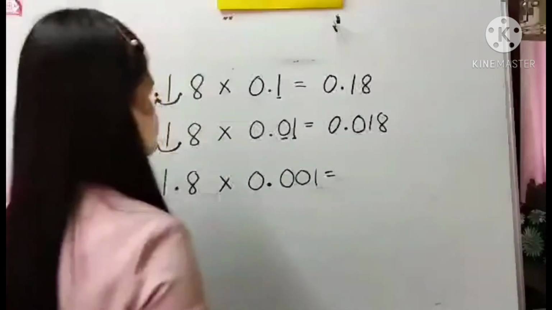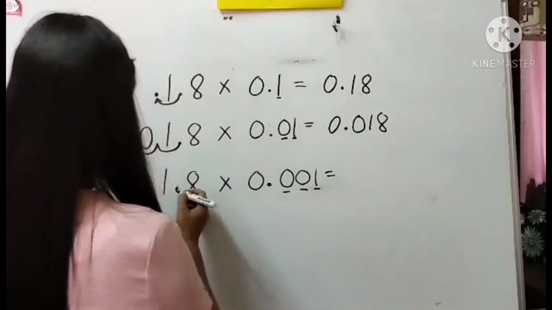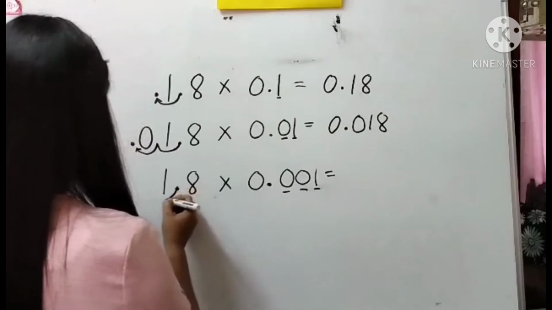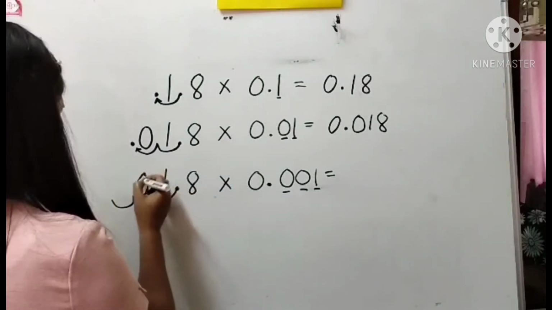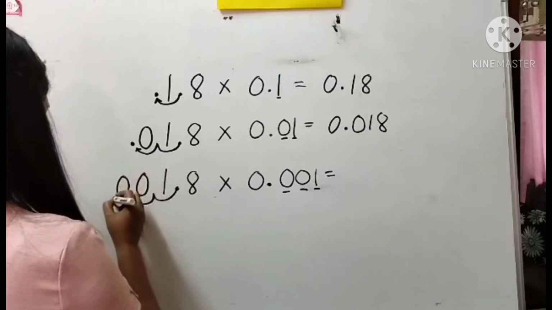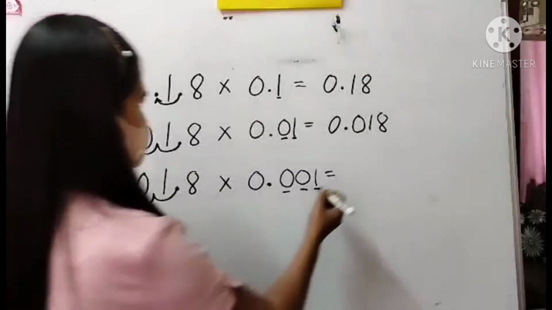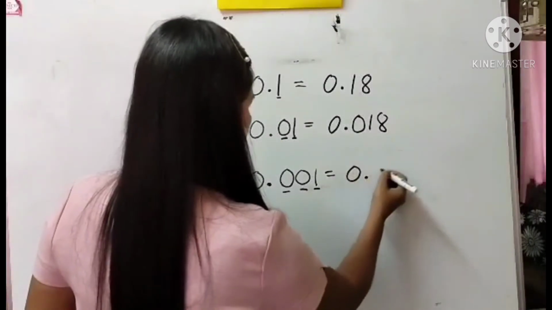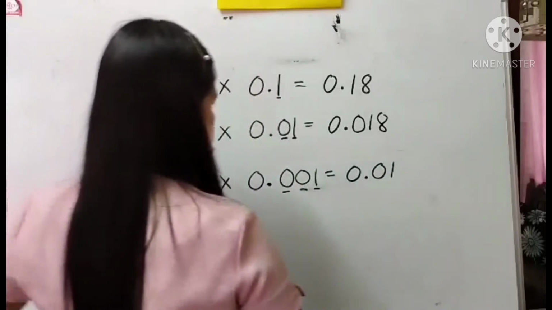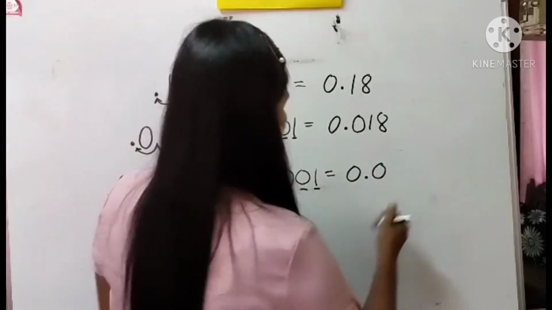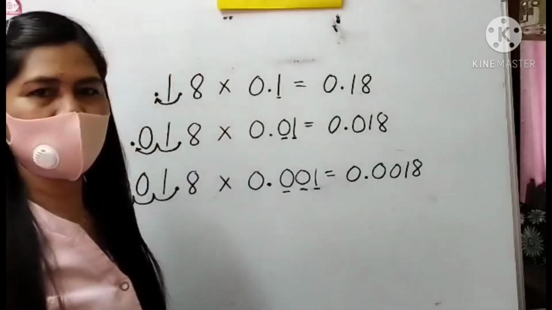So next is 1 and 8 tenths times 1000. So here we have 1, 2, 3. So you will be moving 3 times. 1, 2, 3. So you will put 0 as the placeholder. Okay, so that will give you 18 ten thousandths.